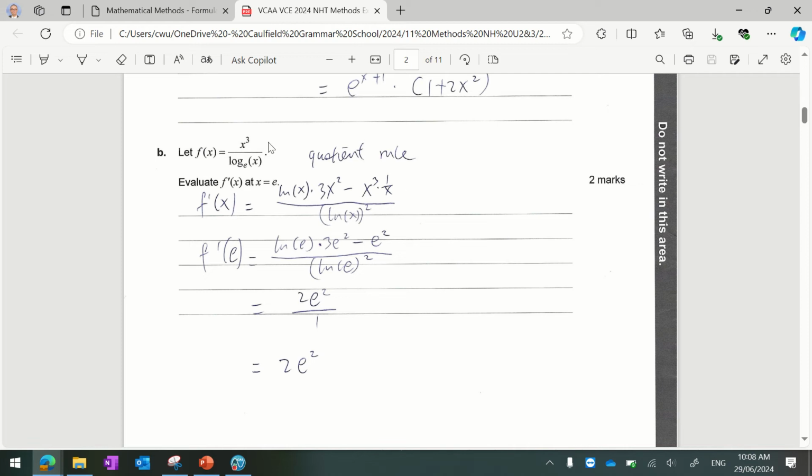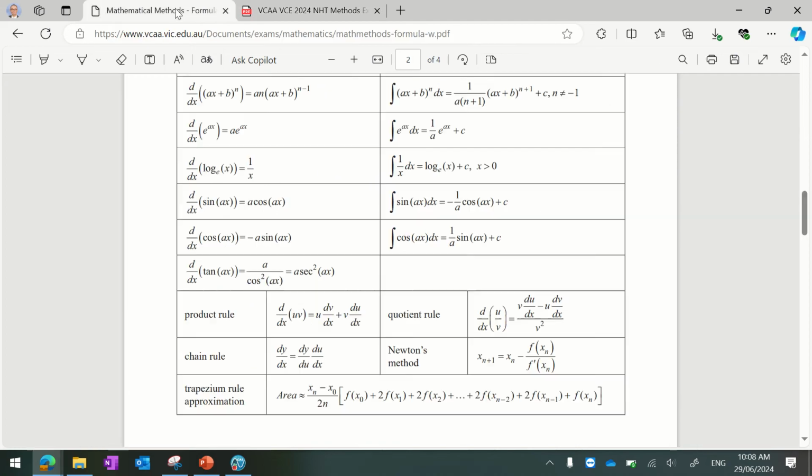The second question, 1b, is another differentiation question. This time we have a function divided by another function. So x cubed is a function and it's divided by the logarithm function. In this case, we use the quotient rule because quotient means divide. And then again, if you forget the formula, it is in your formula sheet also.